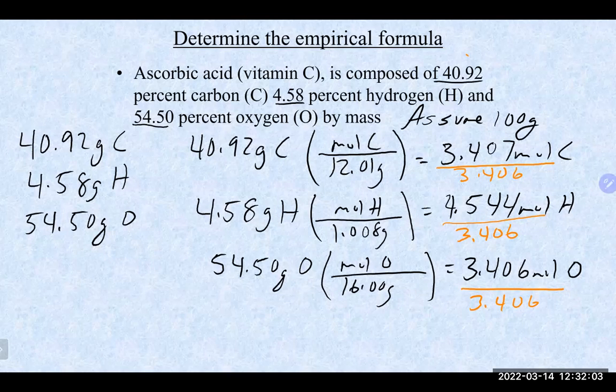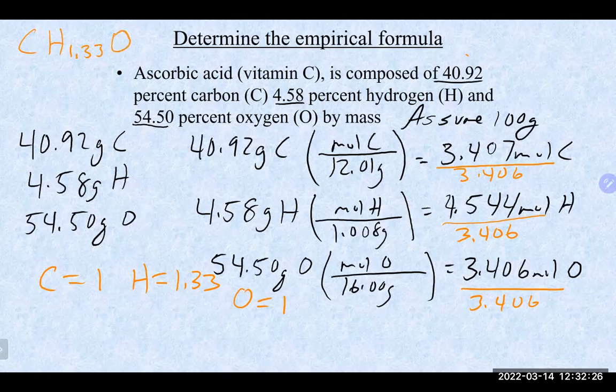That is going to give us for carbon 1. That is going to give us for hydrogen 1.33. And that is going to give us for oxygen, obviously, 1. At this point, our empirical formula would be CH1.33O. Is that a good empirical formula? Can I leave it like that? I cannot leave it like that because my hydrogen here obviously is not a whole number.